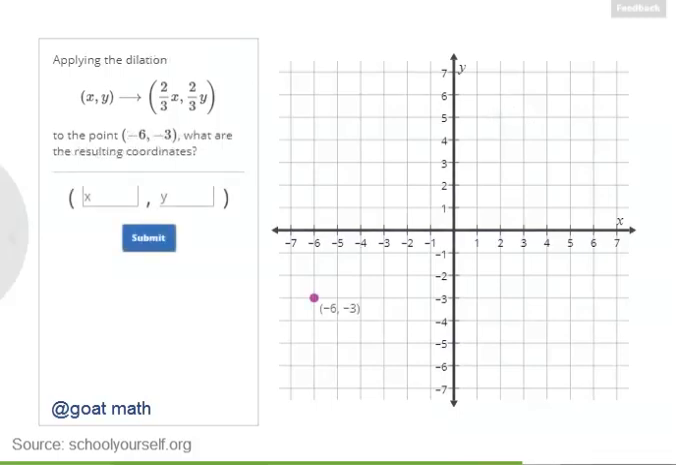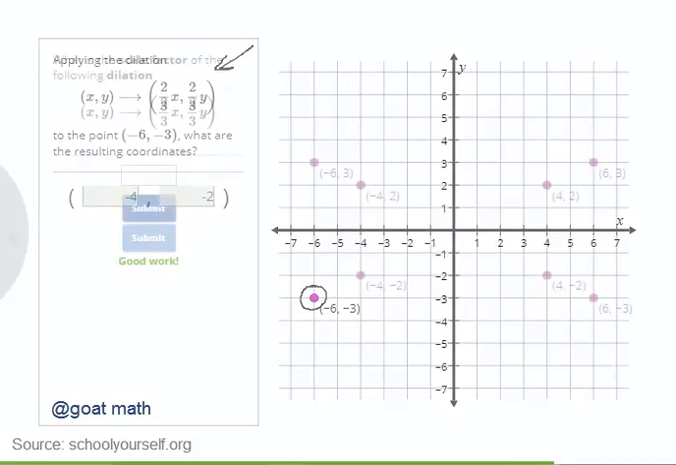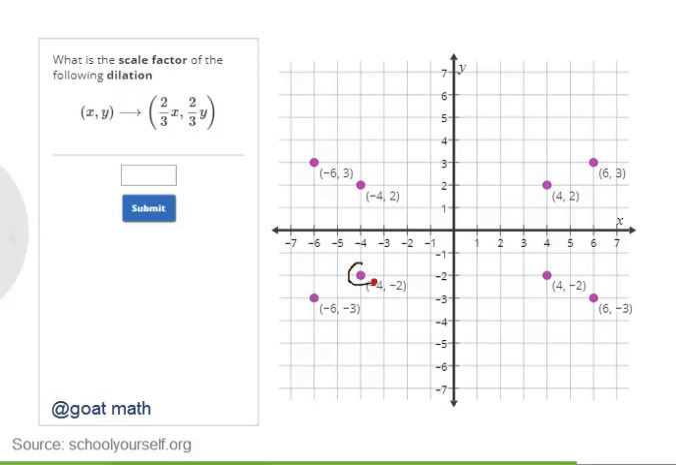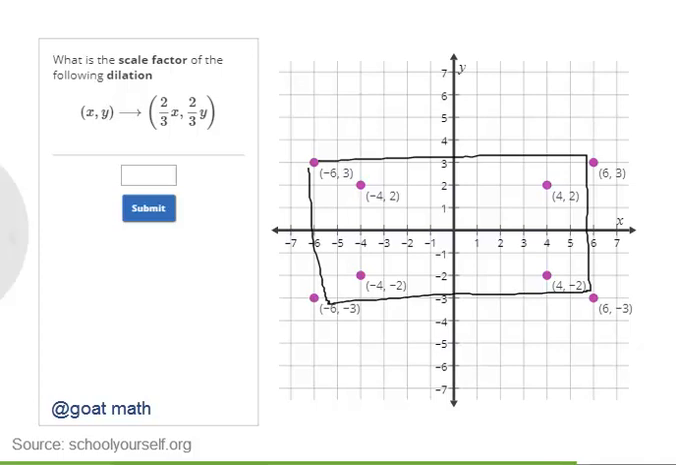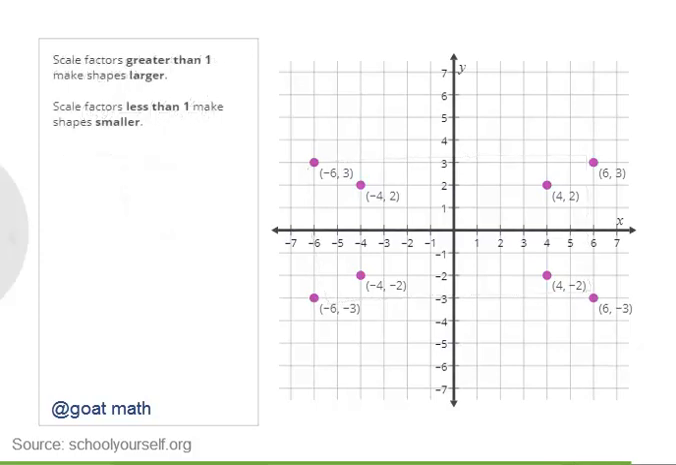Next, suppose you apply the dilation x, y to 2/3 x, 2/3 y to the point -6, -3. What are the resulting coordinates? Exactly, the new coordinates are -4, -2. And if you apply this dilation to all the points that make up this rectangle, you wind up with this smaller rectangle. So what would you say is the dilation factor of this transformation? Right, this dilation factor was 2/3. So dilation factors that are greater than 1 make shapes bigger, while dilation factors less than 1 make shapes smaller.